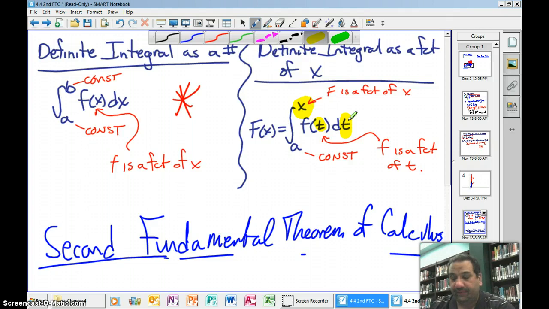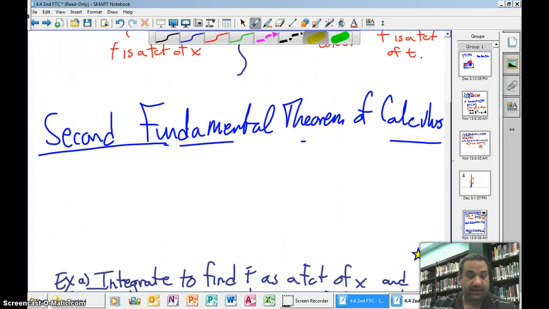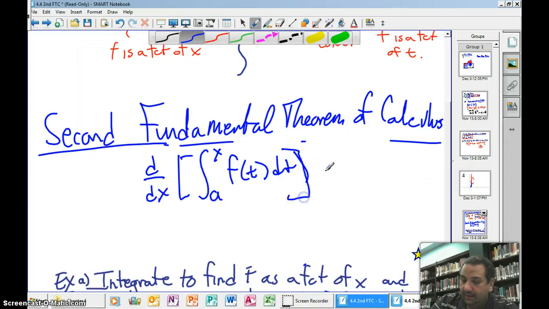Second fundamental theorem of calculus. The second fundamental theorem of calculus says to do this. If I took the derivative of the integral from a to x of f of t dt, I get f of x. Weird, but because the x is there, that's what I get.